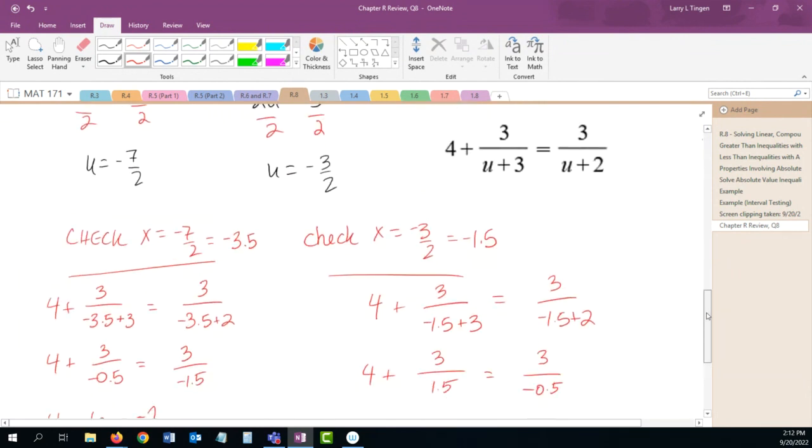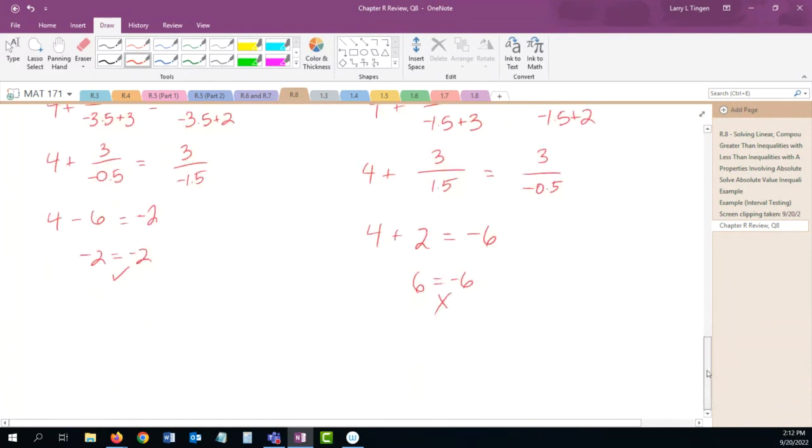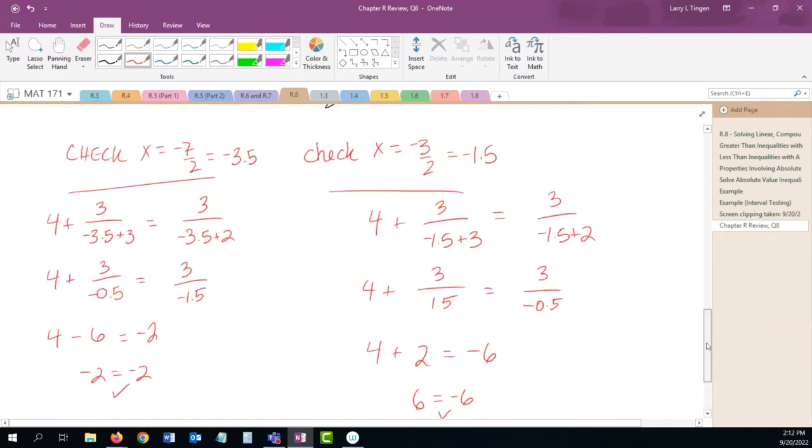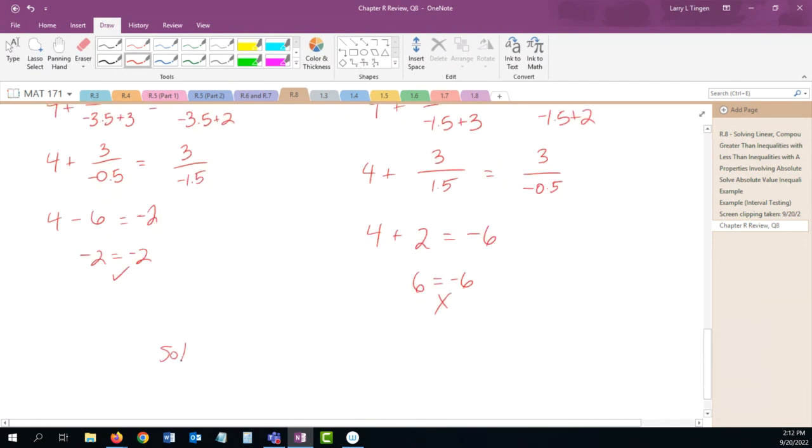So that means -3/2 is not a solution, unless I've made a mistake along the way, which I don't think I have. So that means -1.5 is not a solution, but -3.5 is. So the solution set should contain -7/2.